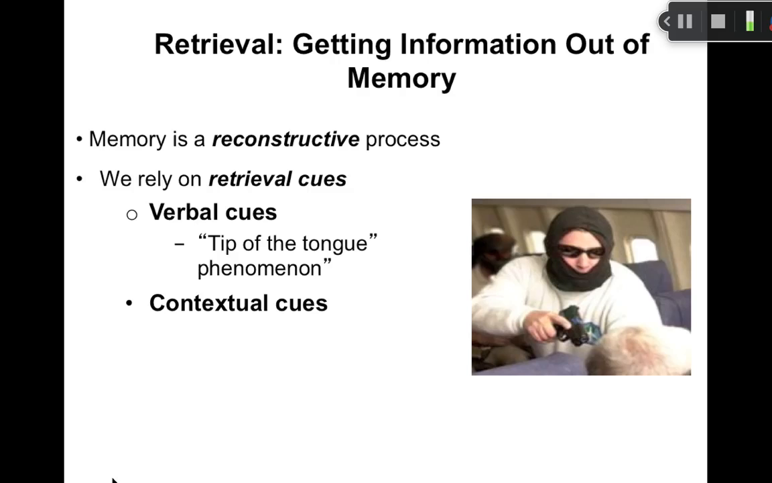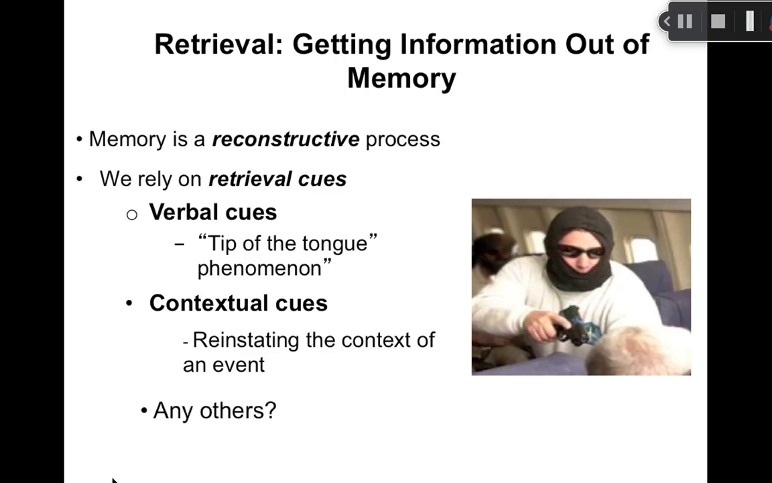Contextual cues help as well. There are instances where if you return to the environment or the context in which the memory was formed in the first place, it's called reinstating the context of an event. Certain memories might be triggered that weren't being triggered in some other context. That's why maybe somebody's an eyewitness to a crime and they're trying to sort out the facts and details of the crime, and so they take the eyewitness back to the scene of the crime, and then the witness might be able to retrieve some details that maybe they hadn't been able to retrieve before.